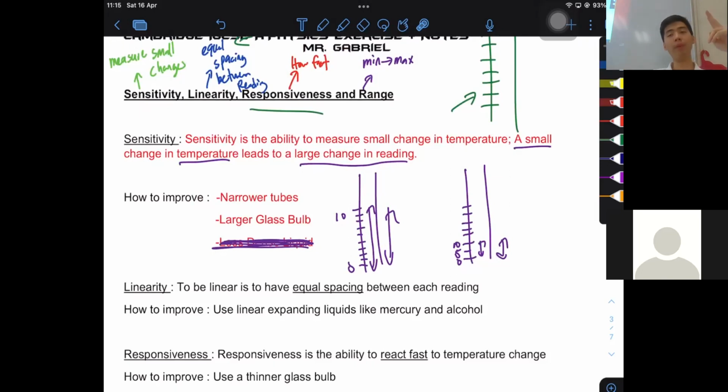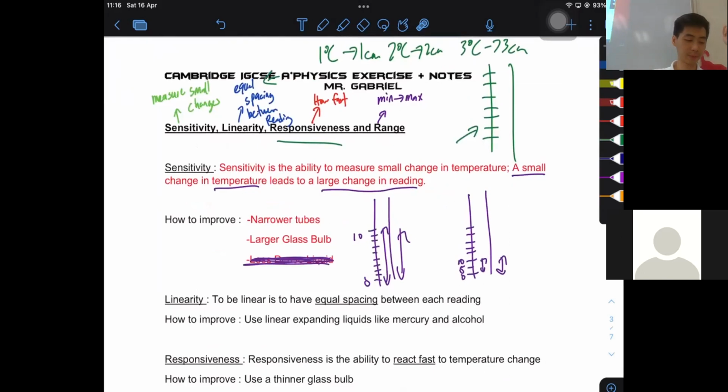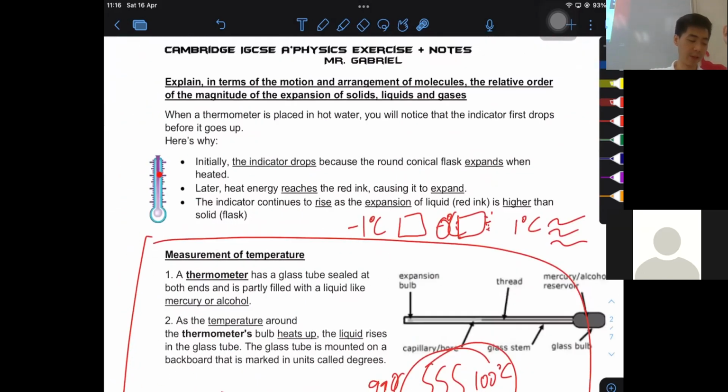And there are only two known methods to improve the sensitivity of the thermometer. Number one, use a narrower capillary tube. The capillary tube is this thing here, by the way. This thing here is known as the capillary tube.